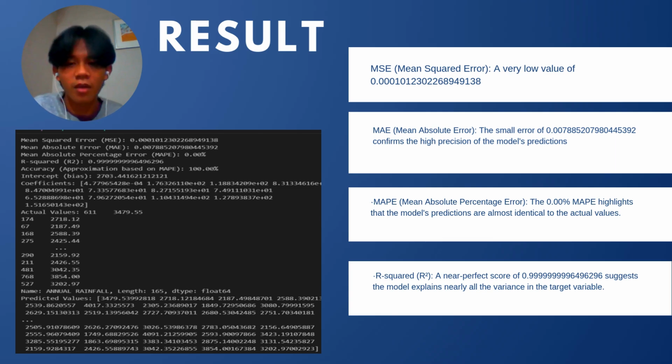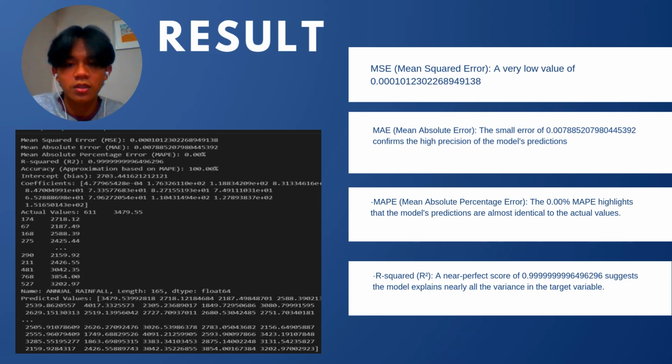Okay, my name is Petan Ramadan Prasetyo. My metric number is S22A0093. So I will explain about the results. For the result, we have four results. For the first, we have MSE, mean square error. For mean square error, we have a very low value of 0.0010123. For the second one, we have MAE, or mean absolute error. For the mean absolute error, the small error of 0.0007 confirms the high precision of the model's predictions.